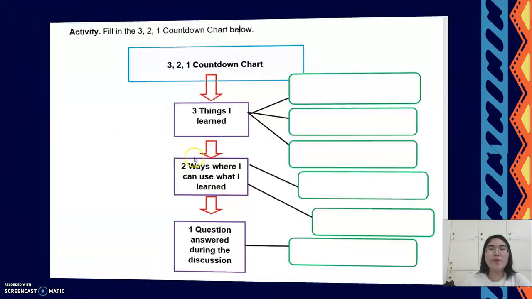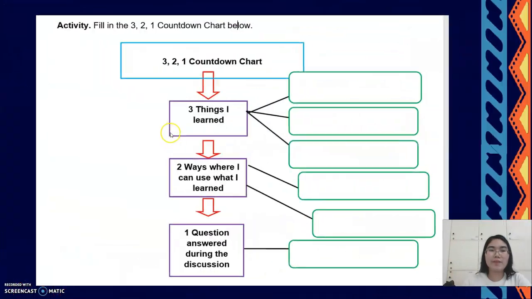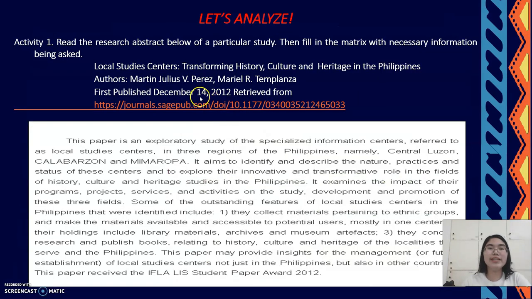And also, I have this KWL chart below. So things they learned, things that they want to learn, and questions answered during the discussion. So eventually they will have to answer this kind of chart. And of course, there are also analysis activities. So like for instance, I have here, I will give them specific journal activities.